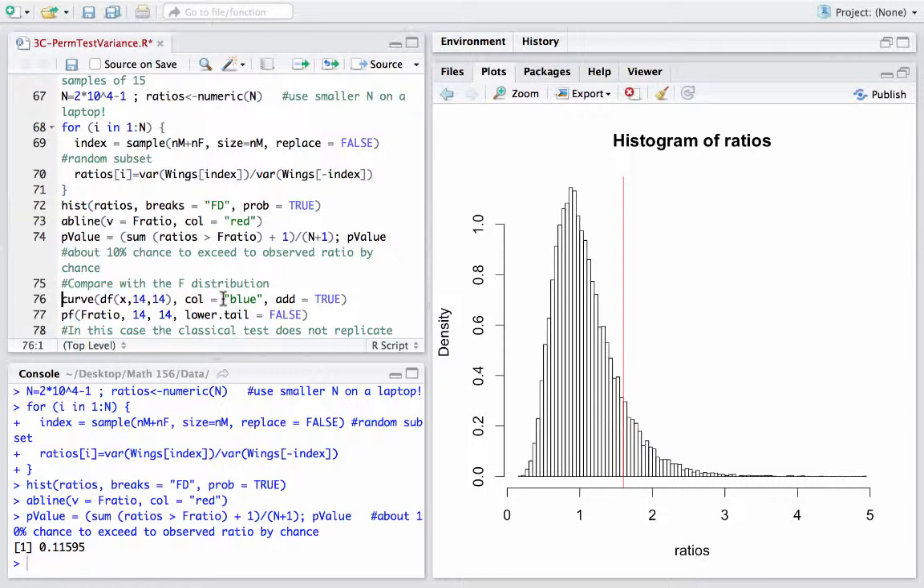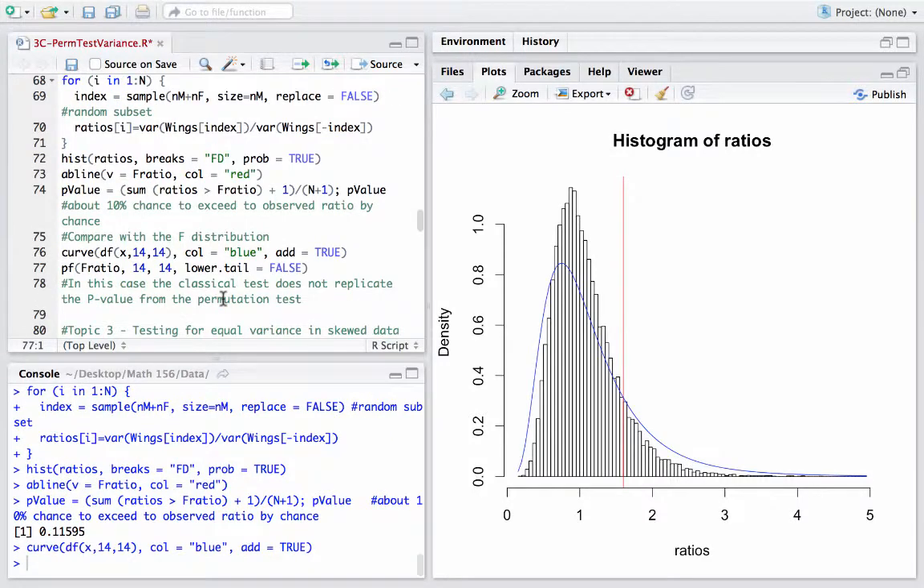Let's compare it with the theoretical F distribution. So now instead of 31, 39, we have 14 and 14 as our degrees of freedom. And you see the classical test really doesn't replicate our results very well. And maybe this is because the assumption that the men and women data are both distributed normally is not very well met.